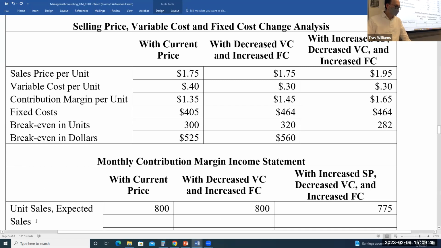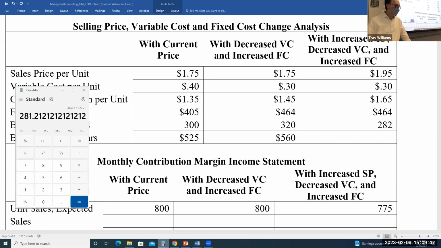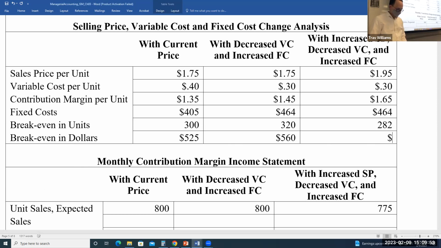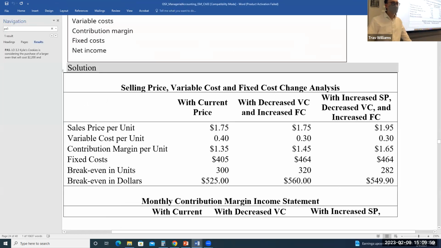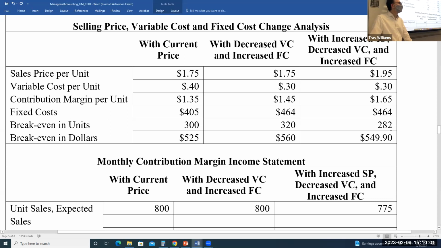Okay, and then we can multiply that by $1.95 and $549.90. I don't think that was rounded. Let's see. Okay. All right, so we filled in the top part. Obviously, we're most profitable here.